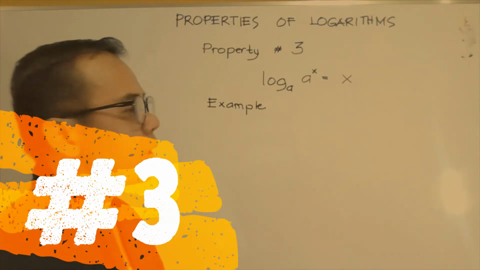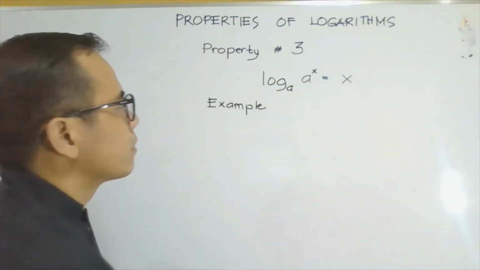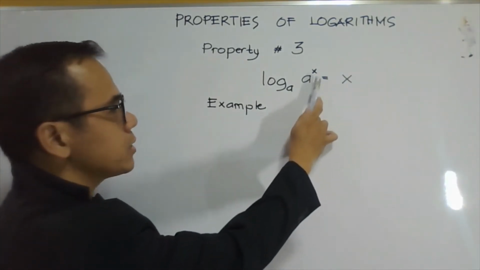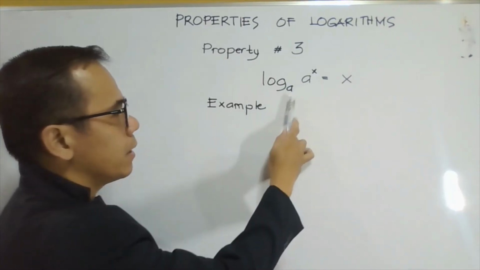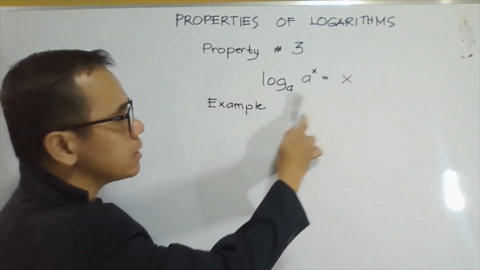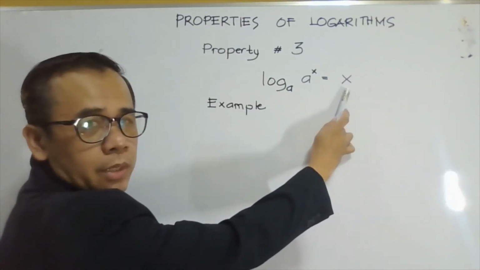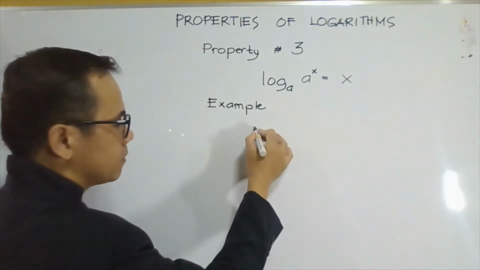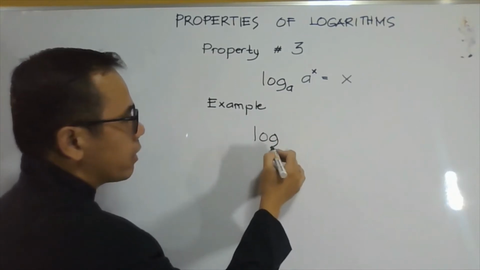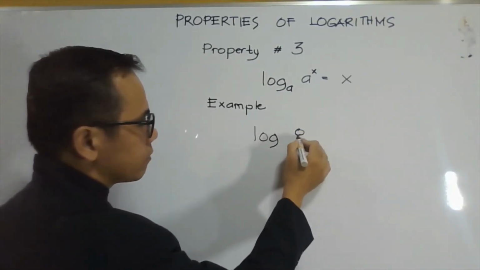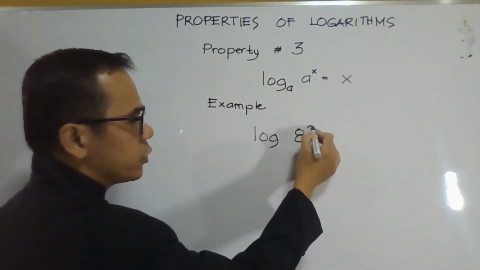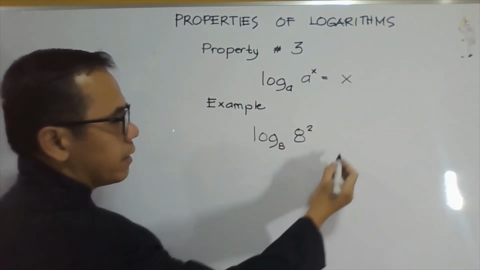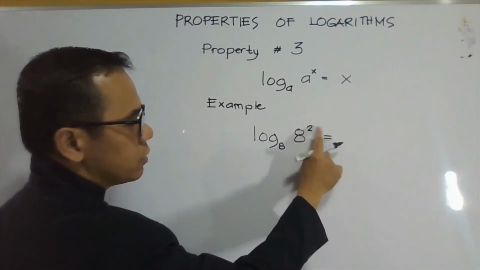The third property of logarithm is this: a logarithm of a raised to the power of x, base a, is always equal to x. For example, a logarithm of 8 raised to the power of 2 with base 8 is equal to 2.